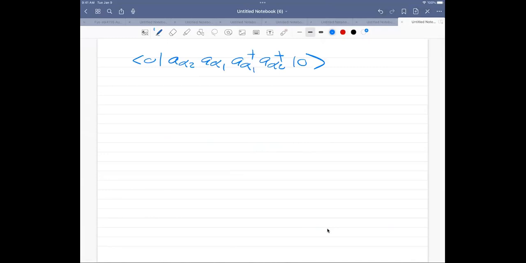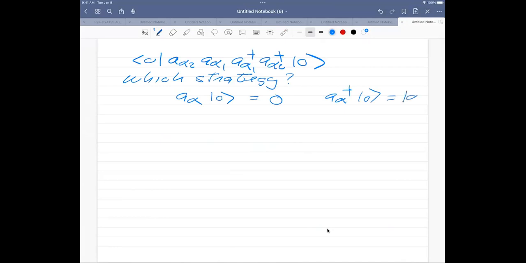So the question now is, which strategy should we apply? What we have is that A alpha acting on 0 is equal to 0. And if I have an A alpha dagger acting on the vacuum state, this is the same as us creating a particle in the state alpha. And that is normally assumed to be different from 0.